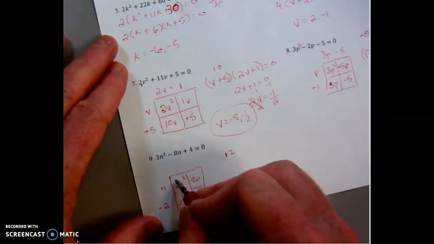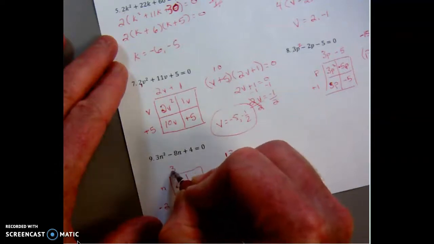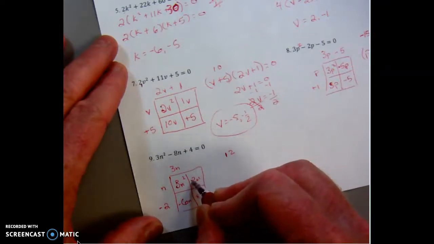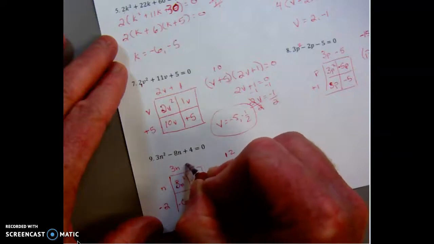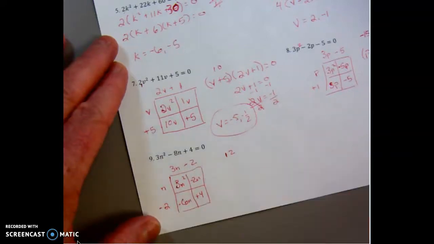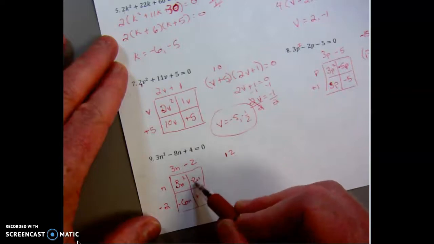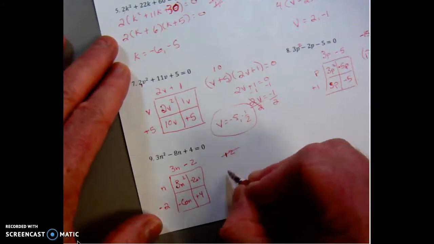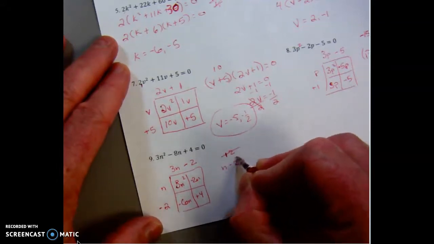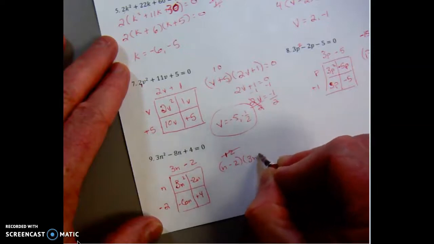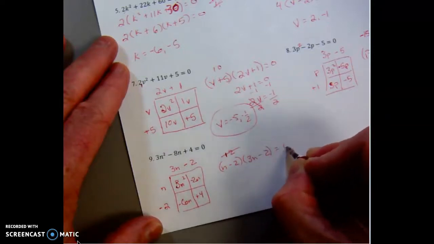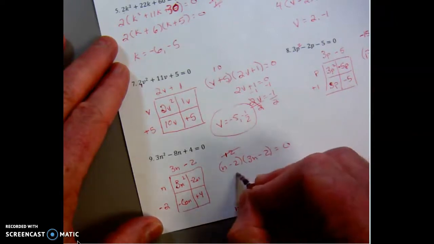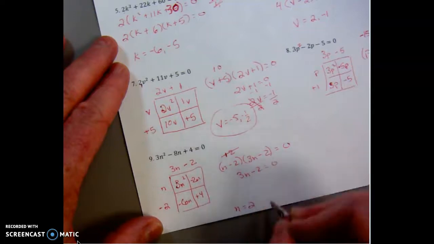Going up and down, I can take out a 3n. And on this column, since that's a negative 2 up there, I'm going to take out a negative 2. Whatever sign on this diagonal you have in each box, that tells you what the sign is you're taking out. All right, so I'm down to n minus 2 times 3n minus 2 equals 0. n minus 2, that's the easy one. n equals positive 2.